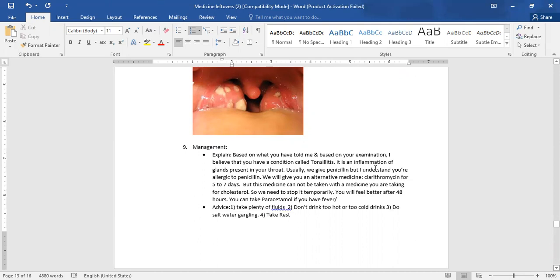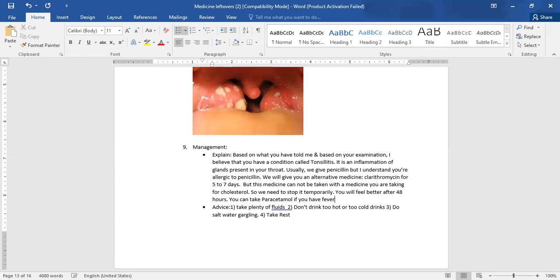Clarithromycin for 5 to 7 days. But this medicine cannot be taken with the medicine you are already taking to control your cholesterol levels. So we need to stop it temporarily, and you will feel better after 48 hours. And you can take paracetamol if you have fever.